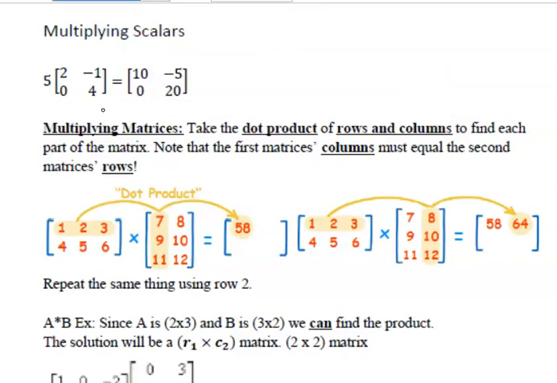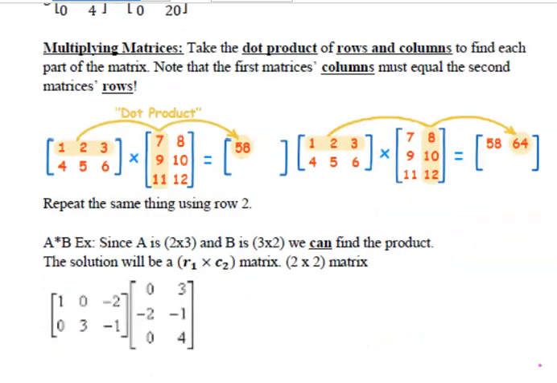So again, on the next page, multiplying scalars, you just multiply the number outside by each of the elements on the inside. Now multiplying matrices is different though. You take the dot product of rows and columns to find each part of the matrix. Note that the first matrix's columns must equal the second matrix's rows. If they don't, you could just put not possible, no solution.